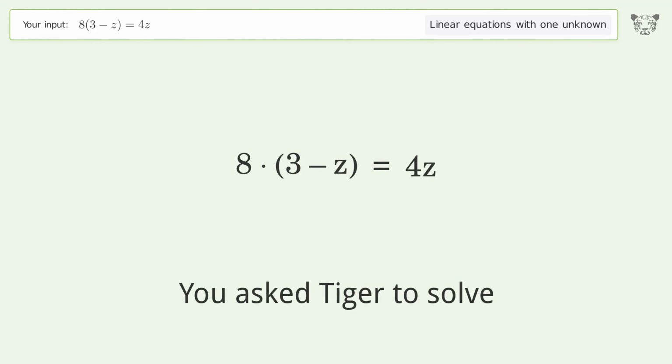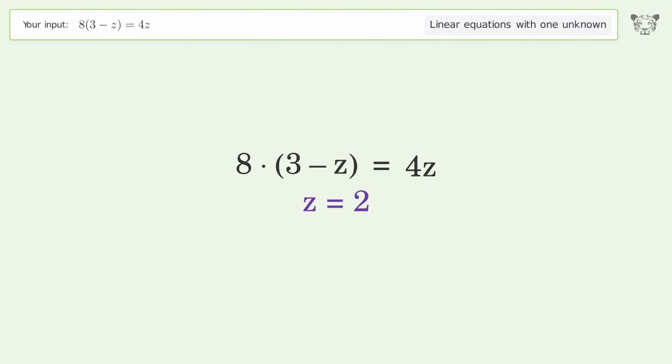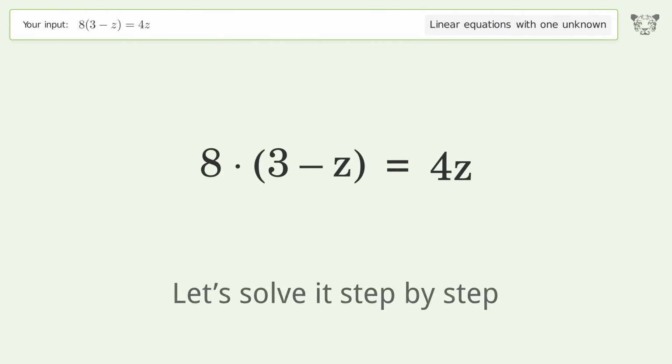You ask Tiger to solve this. This deals with linear equations with one unknown. The final result is z equals 2. Let's solve it step by step.